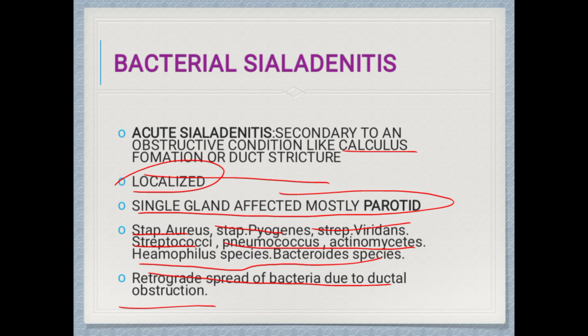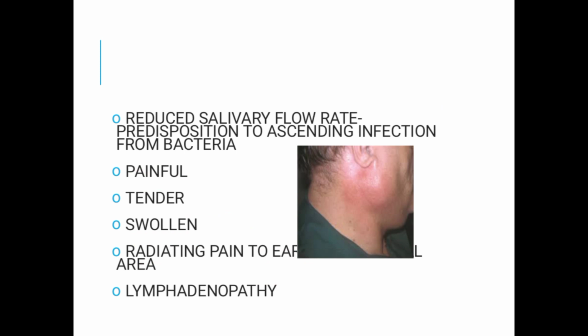Retrograde spread is basically like this, if I draw it. My drawing is very bad, but just ignore it. Retrograde spread is like from here. So it is basically due to ductal obstruction, meaning the duct is obstructed. Reduced salivary flow rate is a predisposing factor to ascending infection from bacteria. Reduced flow rate is a very important factor in developing Sialadenitis.